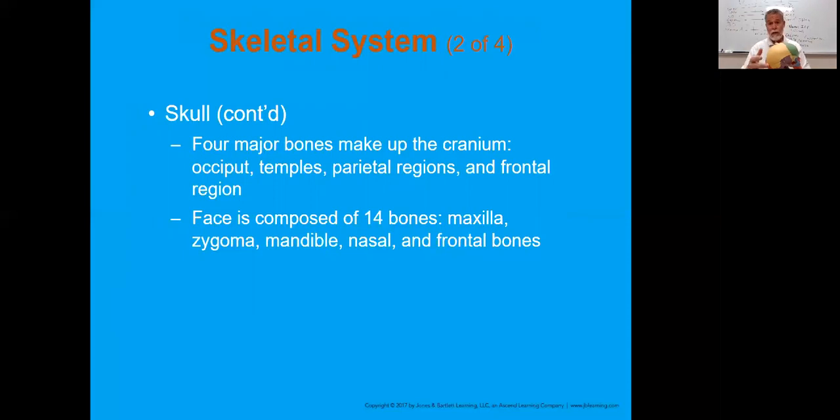The bones that make up the cranium itself, the occiput, temples, the parietal region, and then again, the frontal region here. These are kind of nice because they've got those color coded for you. You can see that. But the face itself, the maxilla, the zygoma, the mandible, the nasal, and the frontal bones, there are 14 of those in there, right? The body itself has 206 bones, but now we're simply concerned with the bones of the skull itself, the facial bones.